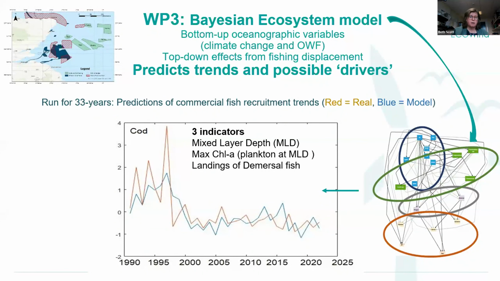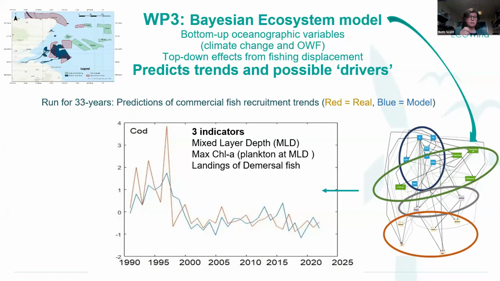And so what I'm showing on the graph here is an example of cod, one of the fish species we've put in. And in red, what you're seeing along the 33 years we've run the model. Red is the real data in terms of recruitment of cod, and blue is the predicted from the model. So there are no population dynamics in this model.